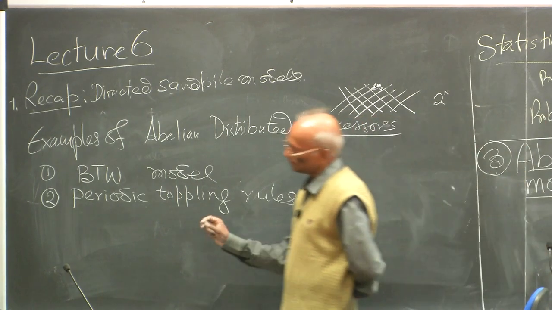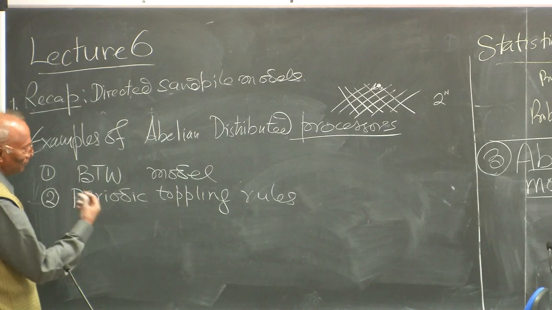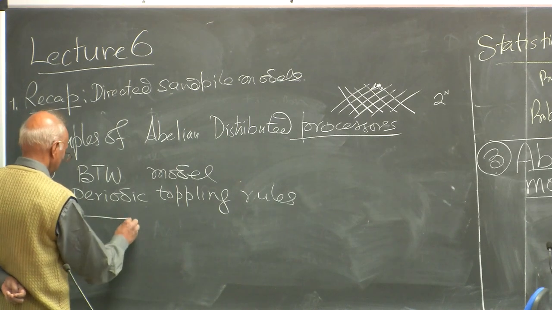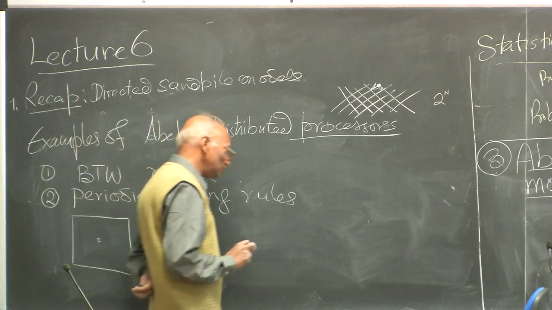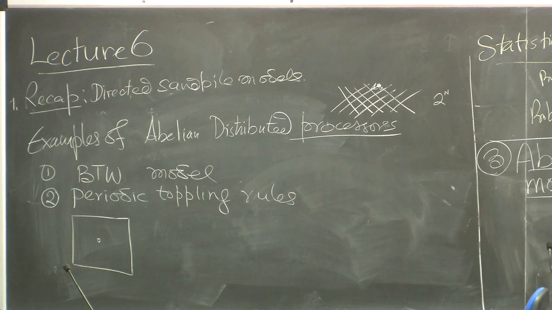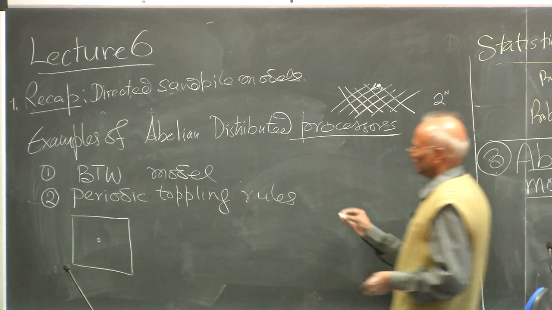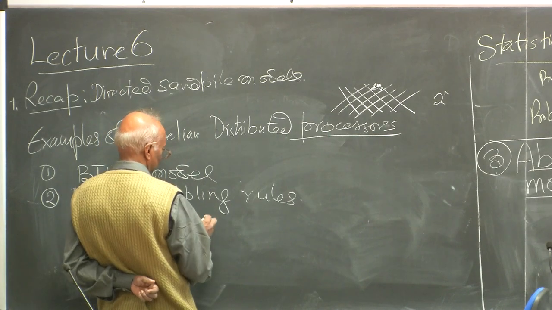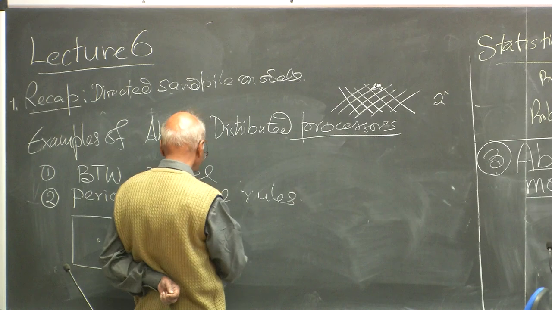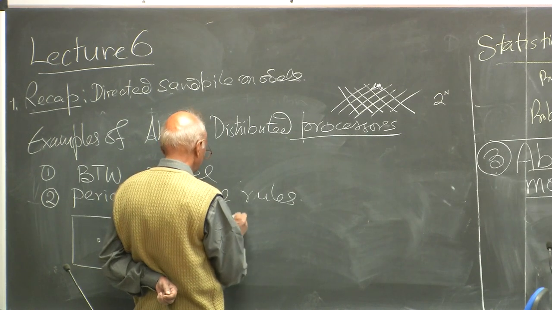So we were trying to make up some nice models of periodic toppling rules. And a very interesting variation is that you don't keep any particles at the site. As soon as a particle comes to a site, it's sent away. But you send it to... So it is called a Eulerian Walker model.